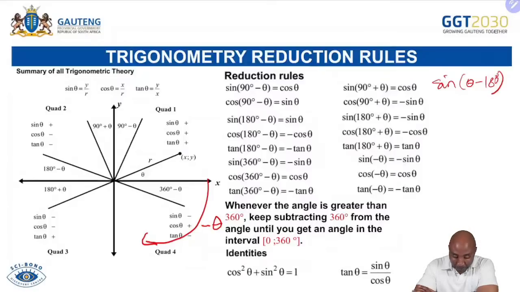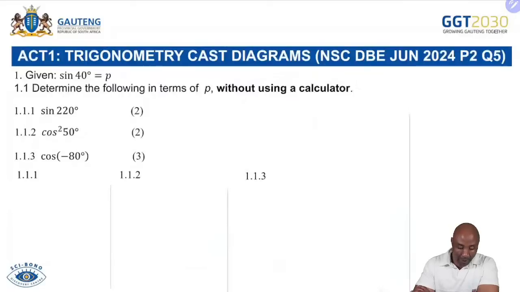Moving forward, we have our identities. These ones, we must know them. We have been doing them ever since. These are not provided on our formula page, but we must know them. Cos squared theta plus sine squared theta is equal to 1. Tan theta as an identity is sine theta over cos theta. And we are going to do this activity. I will give you 6 minutes to answer the first activity.